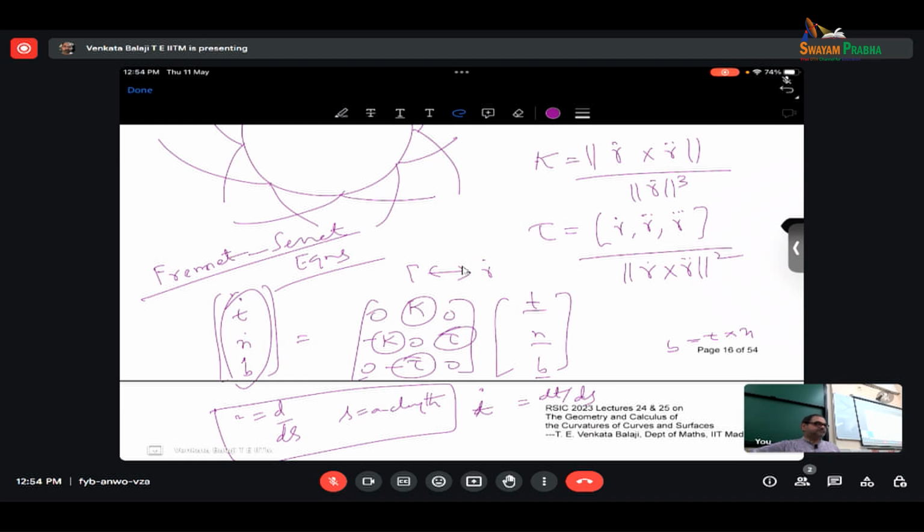Also, sir, how do we know that the osculating plane is unique? Why is it unique? That's a good question. You can ask the same thing even for a plane curve. Why is the center of curvature unique? Why is the circle of curvature unique? This is something that will be answered only by calculus. So you have to do it.